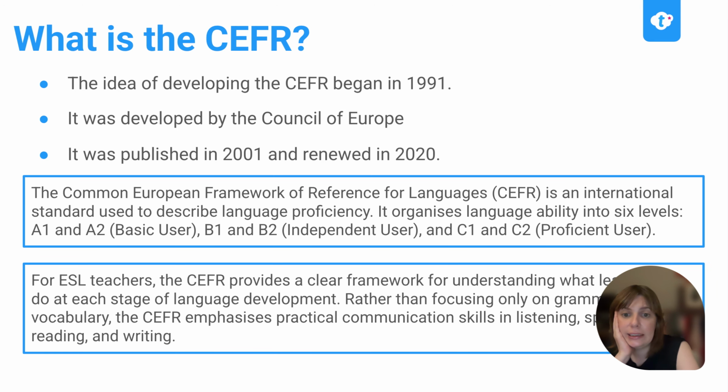For ESL teachers, the CEFR provides a clear framework for understanding what students can do at each stage. So the CEFR provides can-do statements for each level, so we can focus on what students can do. What are they able to do? Can they ask simple questions? Can they talk about what happened to them on the weekend? This kind of thing. And it focuses on practical communication and language output.